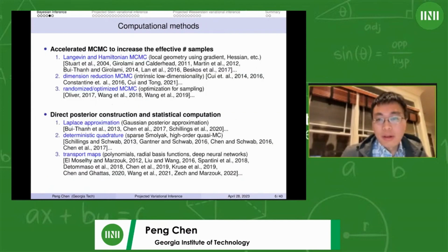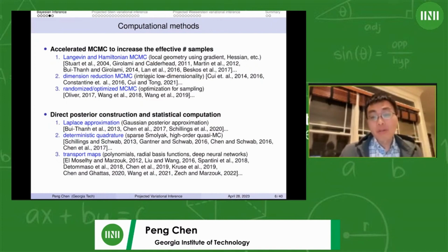Over the last decade or two, many different kinds of methods have been developed to address these computational challenges. The first category is accelerated MCMC, to increase the number of effective samples using some geometry information, like Langevin or Hamiltonian MCMC, which use local geometric information like the gradient and Hessian. And there is dimension-reduced MCMC for high dimensional problems.